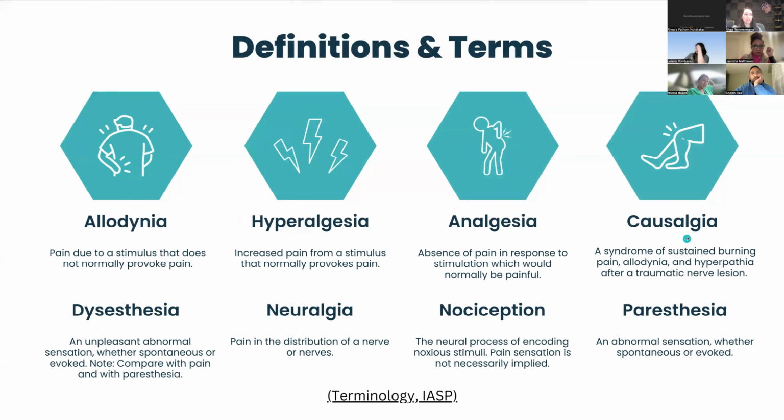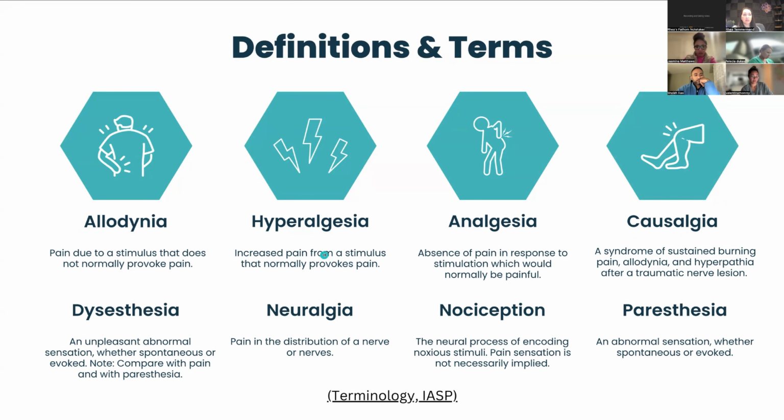Other types of terms that you might hear throughout this lecture: allodynia, that's when you have pain to something that usually is not supposed to provoke pain. For example, people that have neuropathic pain, they might have a painful sensation when their clothes rub up against their skin. That's not something that's supposed to cause pain, but that's causing pain for them. Or if they brush their hair. So that would be allodynia.